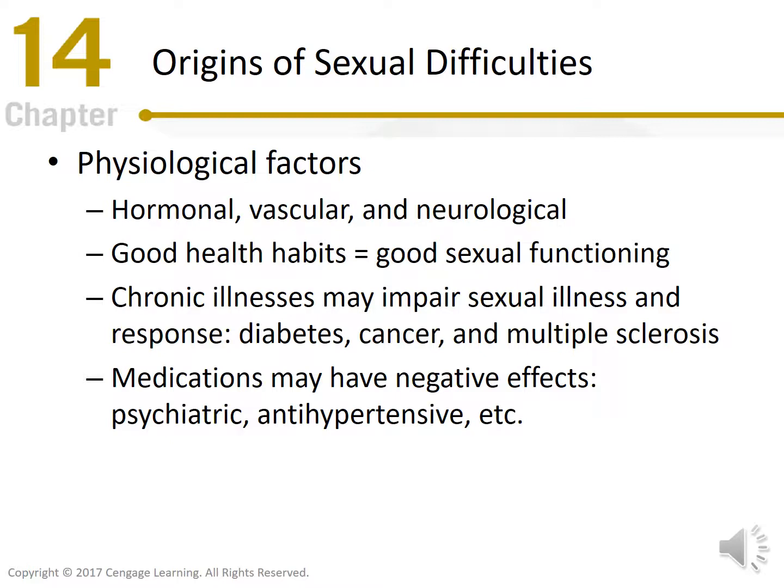Origins of sexual difficulties. Physiological factors. Some of the factors related to physiological issues with sexual difficulty include hormonal, vascular, and neurological. Good health habits equal good sex functioning. Chronic illnesses may impair sexual function and response. Some of these can include diabetes, cancer, and multiple sclerosis. Medications may have a negative effect, both psychiatric and antihypertensive medications.